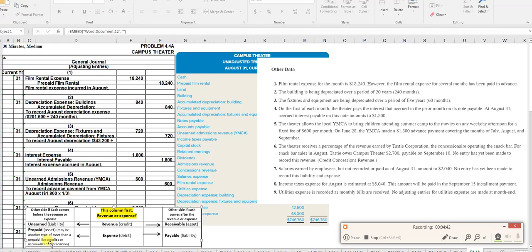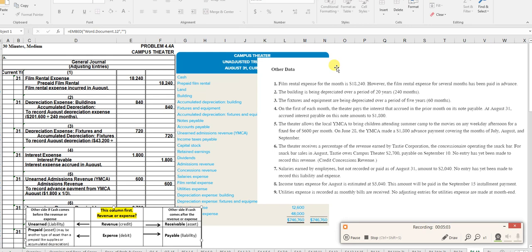So whenever you have depreciation, your entry is debit depreciation expense, credit accumulated depreciation. So make sure you get those two terminology together. Debit depreciation expense, credit accumulated depreciation. So notice I say prepaid asset, maybe another type of asset or prepaid like supplies, or accumulated depreciation.